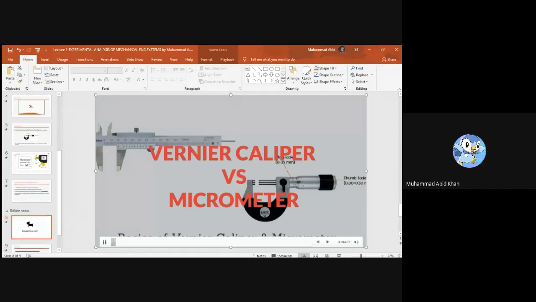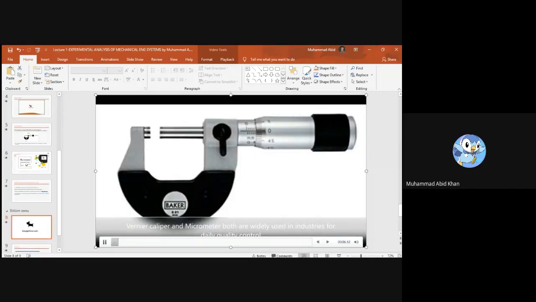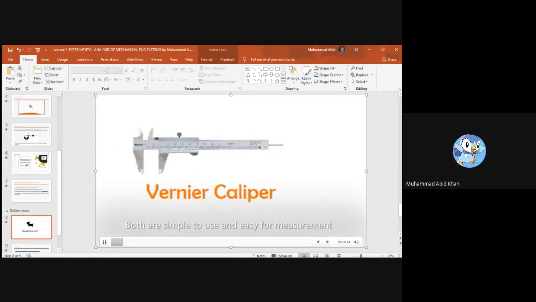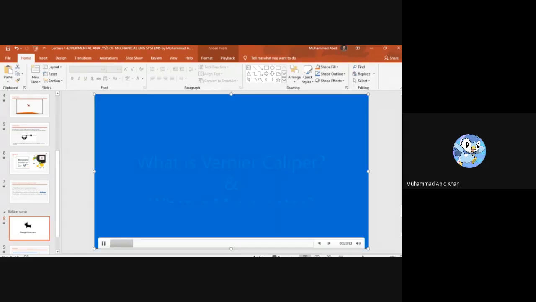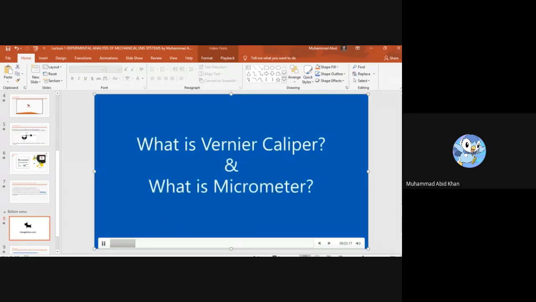Vernier caliper and micrometer both are widely used in industries for daily quality control. Both are simple to use and easy for measurement. Vernier caliper and micrometer are available in digital form, which means we can get more accurate and precise measurement. Before we go to the differences, let's take a look at the basic introduction of Vernier caliper and micrometer.